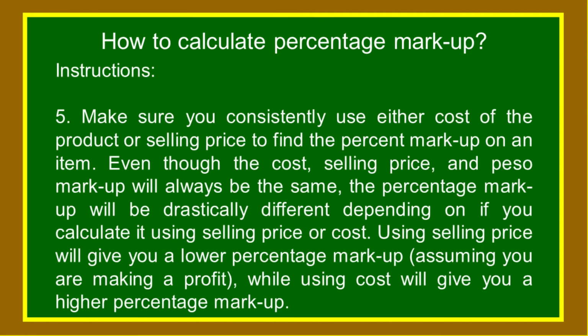Number 5, make sure you consistently use either cost of production or selling price to find the percent markup on an item. Even though the cost, selling price, and peso markup will always be the same, the percentage markup will be drastically different depending on if you calculate it using selling price or cost. Using selling price will give you a lower percentage markup assuming you are making a profit, while using cost will give you a higher percentage markup.